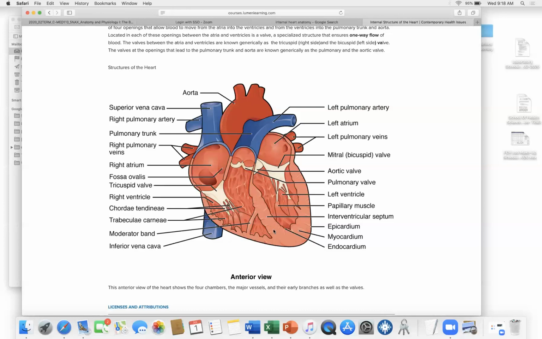And here's the thing that in the video that I was just talking about, that's your interventricular septum. So a septum just means like a wall. So it's a wall, interventricular, in between the two ventricles.